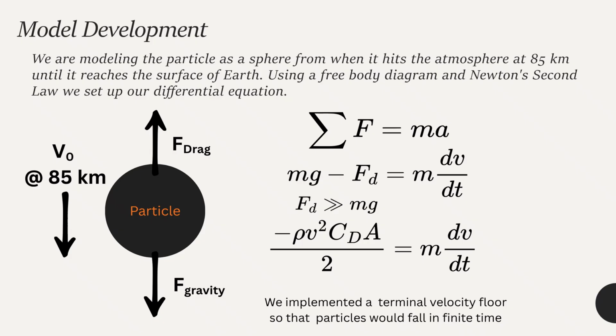We are modeling the particle as a sphere from when it hits the atmosphere at 85 kilometers until it reaches the surface of the Earth. Using a free body diagram and Newton's second law, we set up our differential equation. We decided that the force of drag is much more impactful than gravity. Since gravity is neglected, we had to implement a terminal velocity floor so the particles will reach the ground in finite time. When the terminal velocity is reached, dv over dt equals 0.